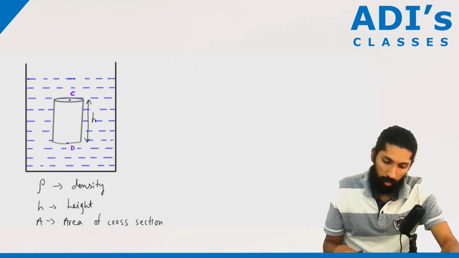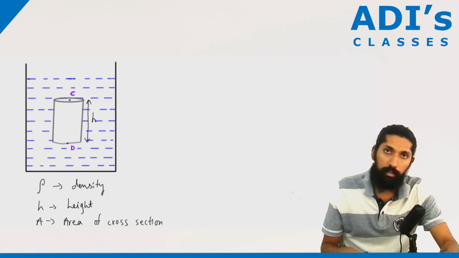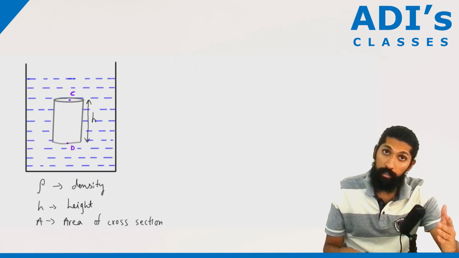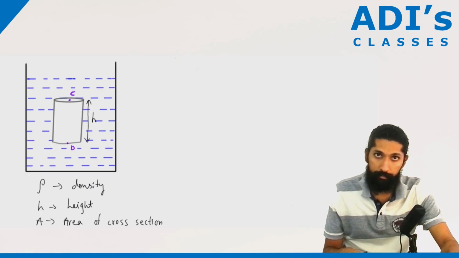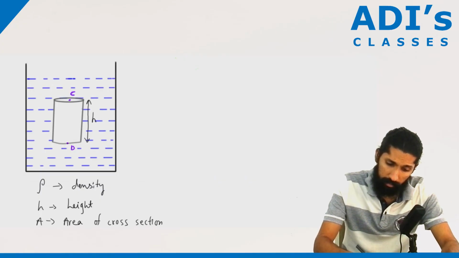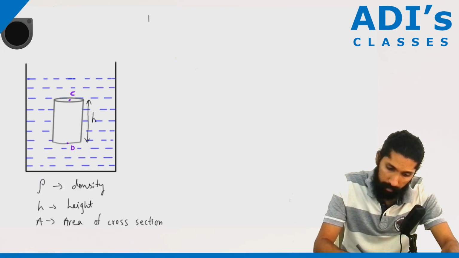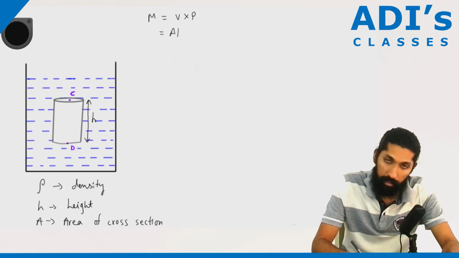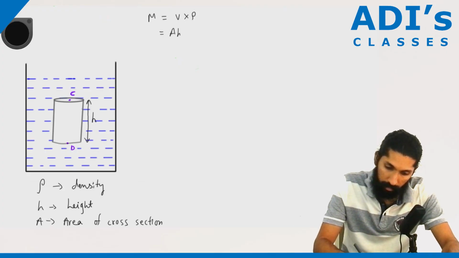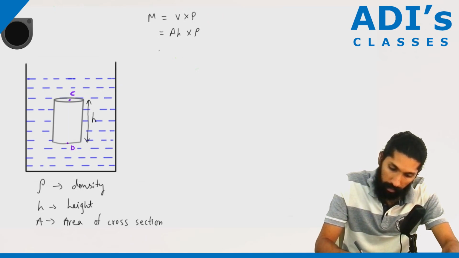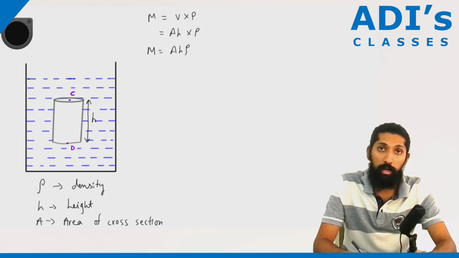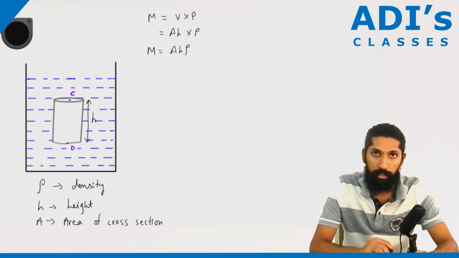All right. Now, how can we calculate the mass of this particular body? Mass is what? Density into the volume, correct? So we can say that mass m is equal to volume into density. And what is the volume? A into h. Capital A is the area, h is the height, into rho, which gives us A into h into rho. This gives us the mass of the particular cylinder, correct?